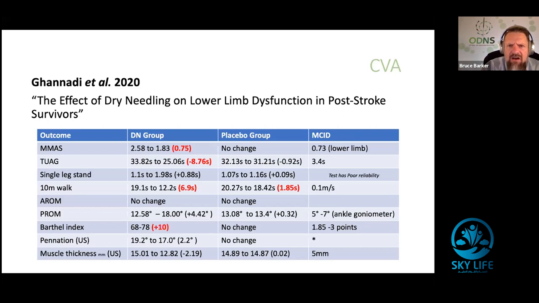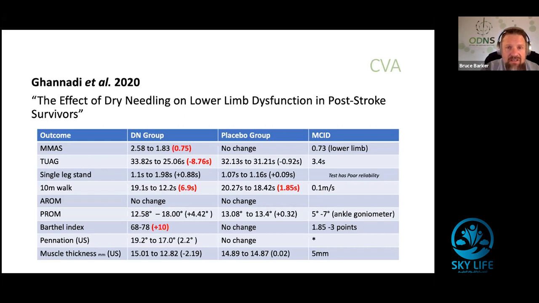The column on the left are the outcomes that they measured, and I'll make comments about the dry needling group and the placebo group as we go through. So on the modified Ashworth scale, the dry needling group showed a 0.75 point difference, a change in the right direction, where the placebo group showed no change. That's a change, but is it important? Is it clinically significant? Yeah, because the MCID, the minimally clinically important difference, is 0.73 for the lower limb. So yep, that's a clinically significant change. Your Ashworth scale gets better when you needle stroke patients.